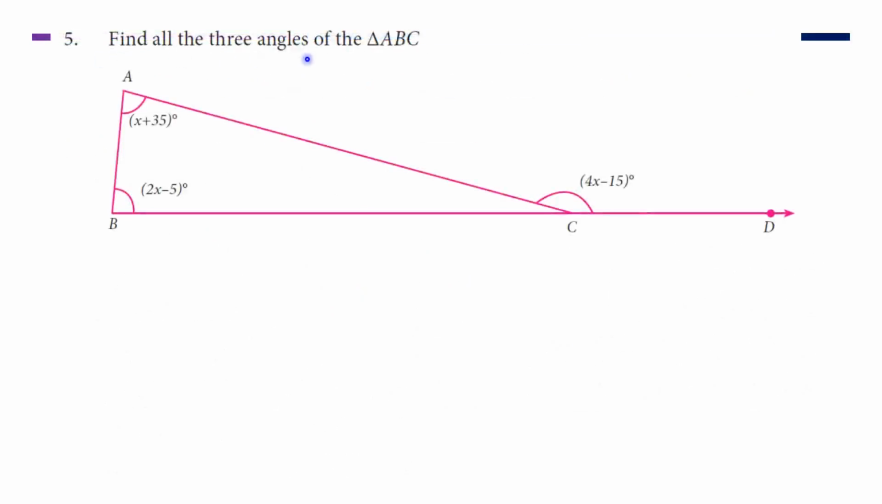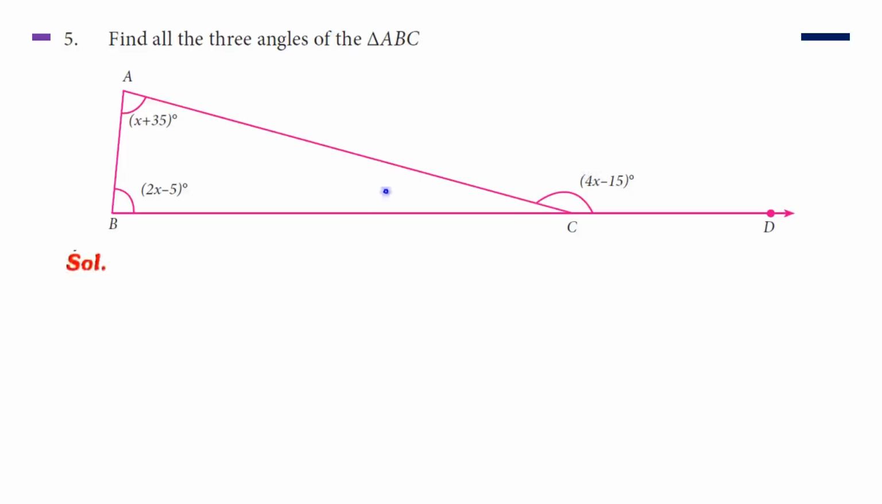See the fifth sum. Find all the three angles of the triangle ABC. See this one, triangle ABC is given. Here BC side is extended to D. The exterior angle formed at that C is 4x minus 15 degree. Here the question is you have to find the three angles of the triangle ABC. That is, you have to find the angle at A, angle at B, and angle formed interior at that C. There is no need to find the 4x minus 15 degree answer.